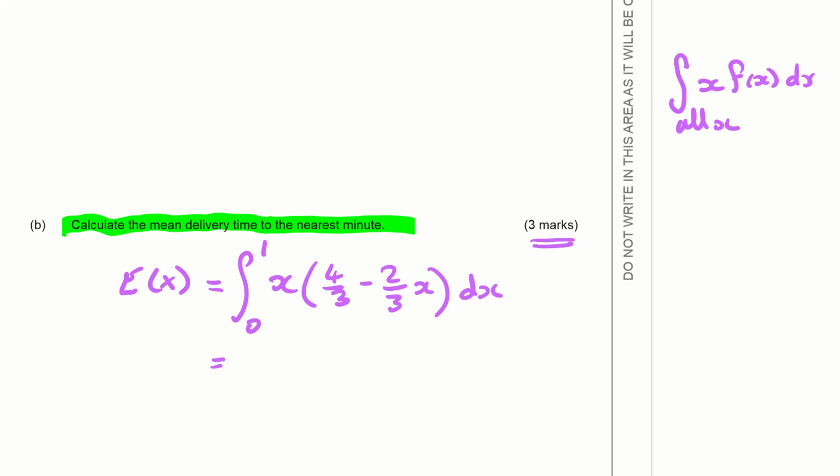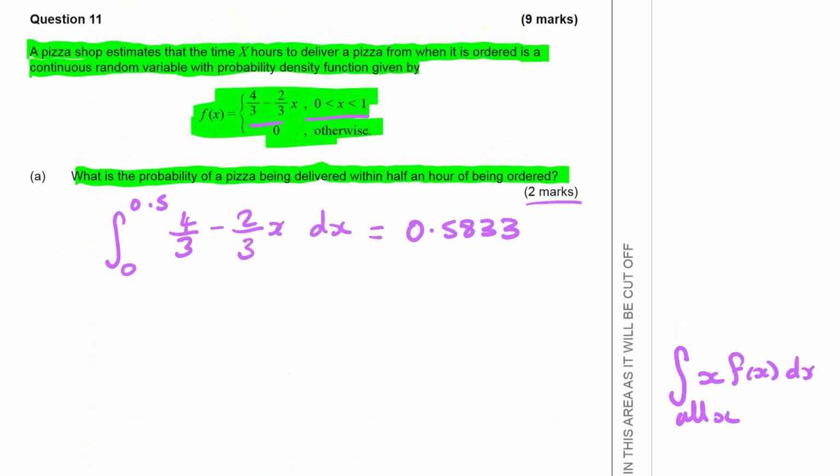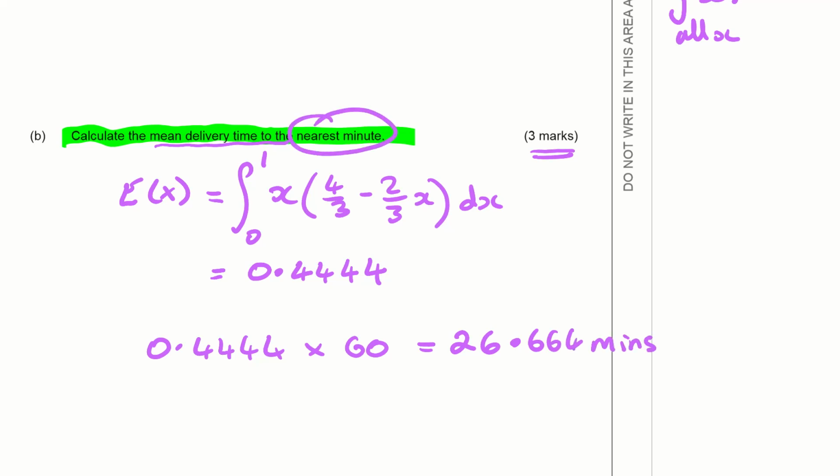So that is 0.4444. Now, it does say mean delivery time, so we should give that in terms of minutes, because the question is in hours. So we see that up here. So if we do 0.4444 times 60, we get 26.664 minutes. So nearest minute, we're going to say 27 minutes.